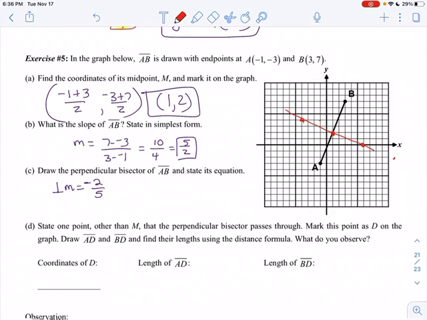I'm going to confirm the fact that it's a bisector down below. Now, how do I write the equation? I use the midpoint, and I use that perpendicular slope to write the equation. So y minus 2 equals the slope, which is -2/5, times x minus 1. And that's my equation right there.